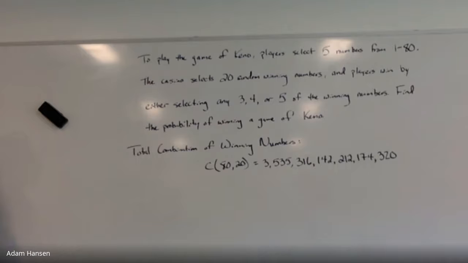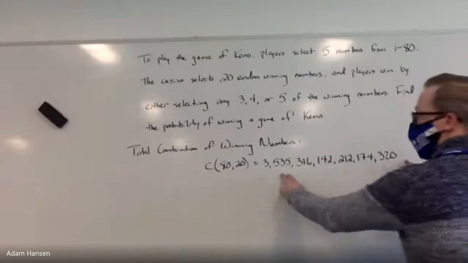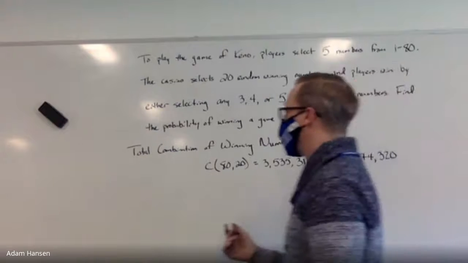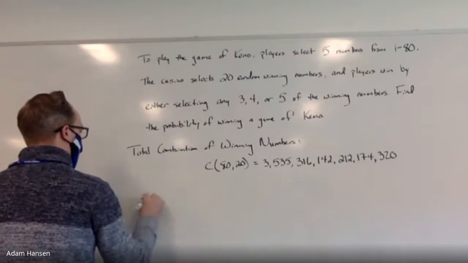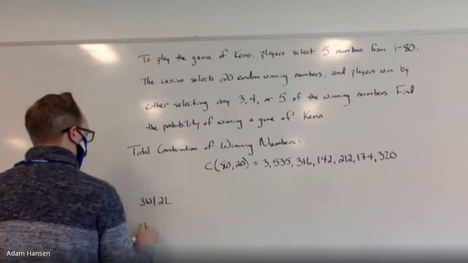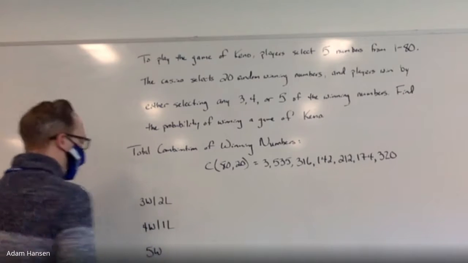And then you would divide. You take that, whatever that is, but then you divide by this number to start with. It's going to be probably pretty small. Let's get this figured out. I have 3 winners and 2 losers, 4 winners and 1 loser, or all 5 winners and no losers.